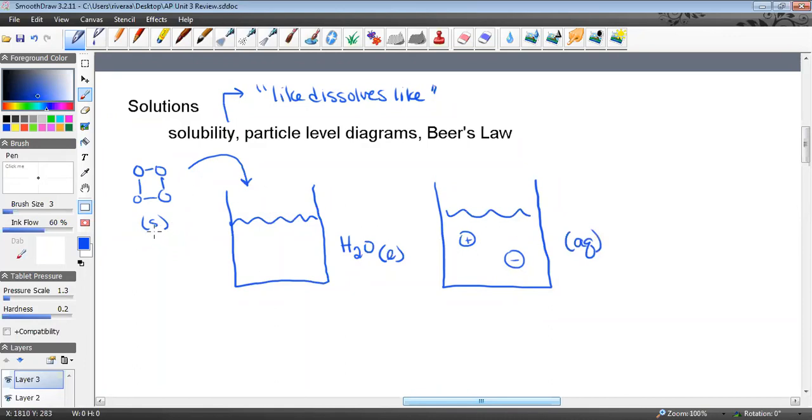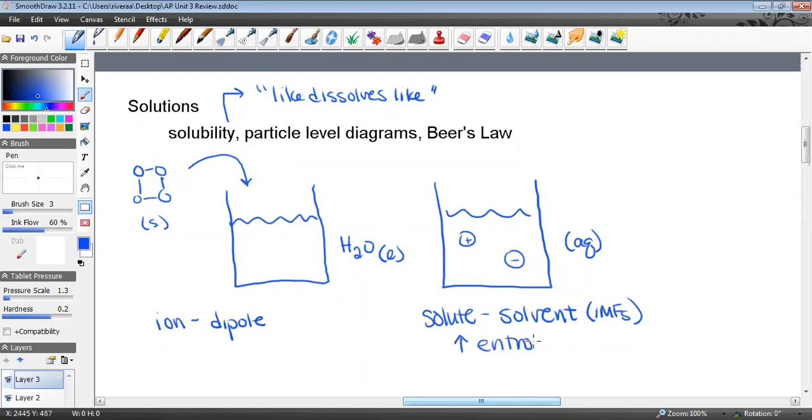And why would this solid dissolve in this liquid? Two reasons. One is that if like dissolves like, you are going to have some solute-solvent interactions. There are going to be some new IMFs between the solute and the solvent. In this case, it would be ion-dipole attractions. Remember, when you dissolve a salt in water, you will get ion-dipole attractions. The other reason why solids dissolve in liquids is that it increases the entropy of the system. So that's a good thing too.